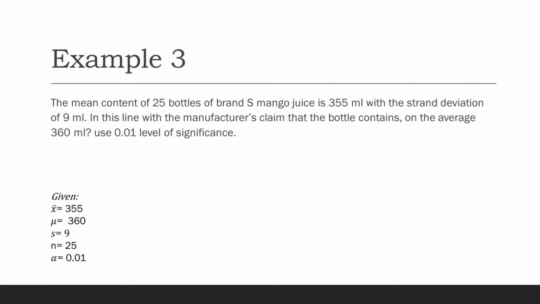So dito, we need to write the given that we have. So the sample mean is 355. The mean is 360.